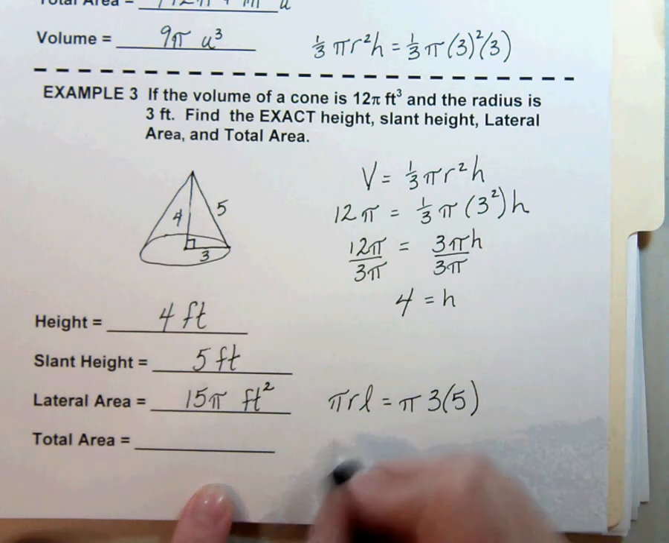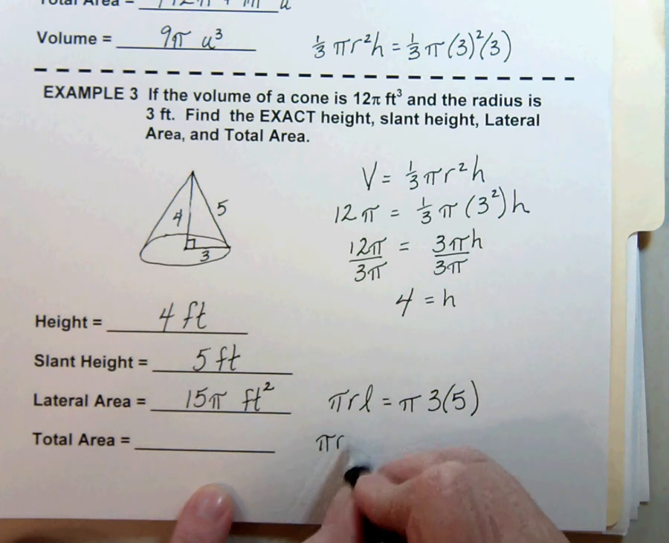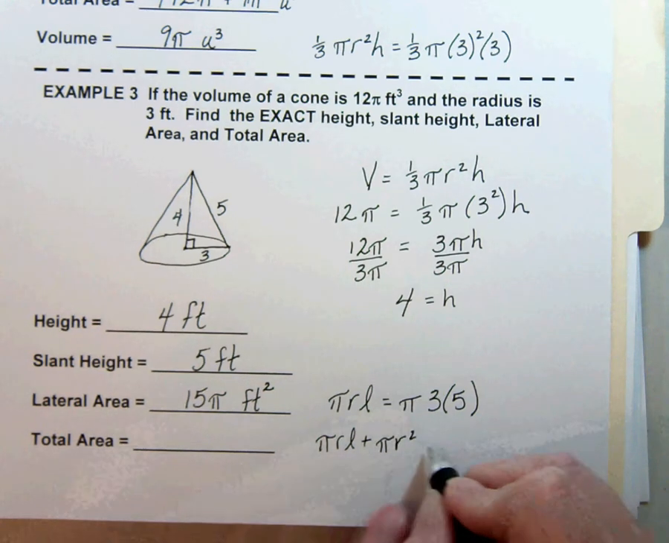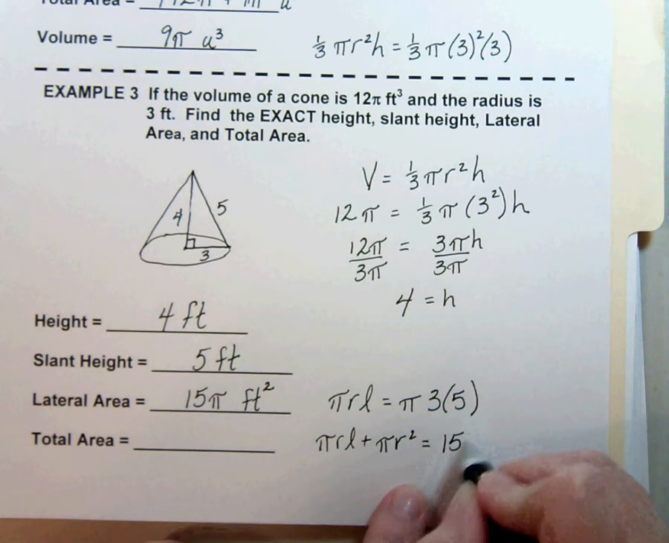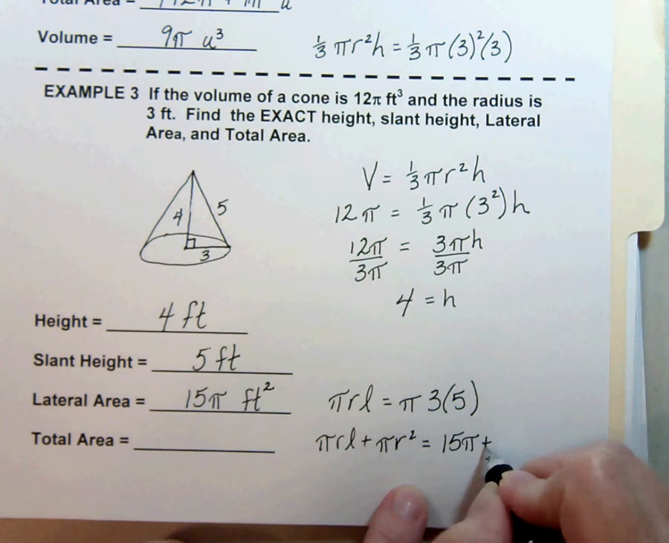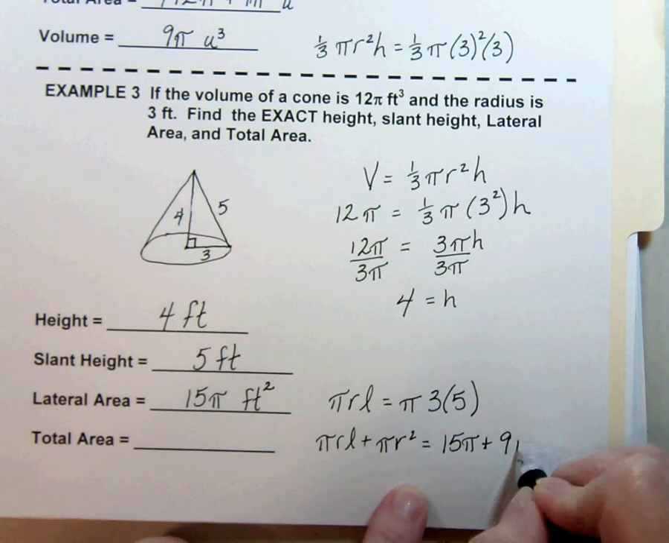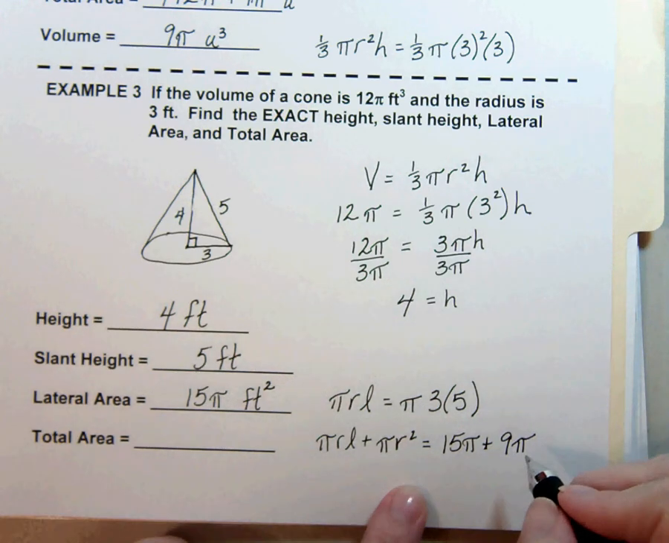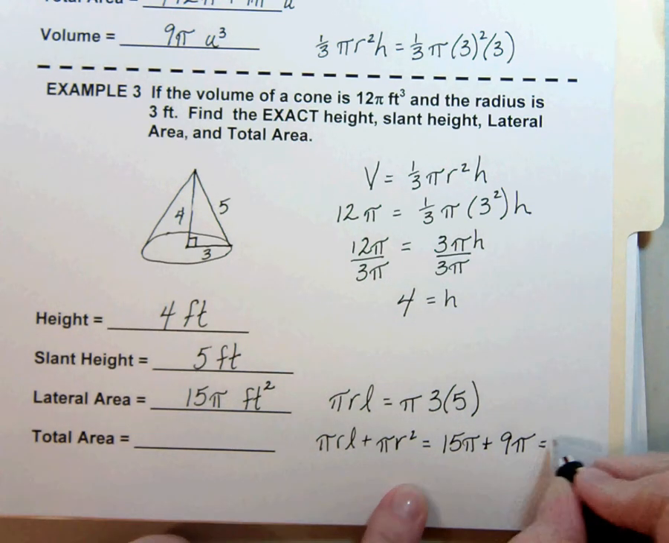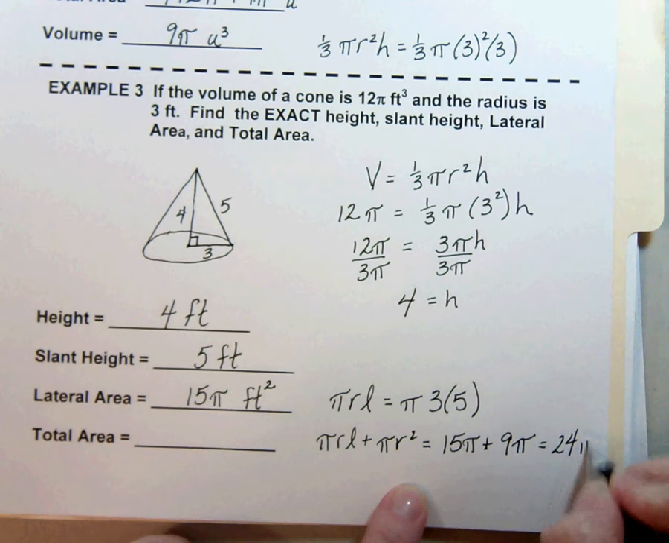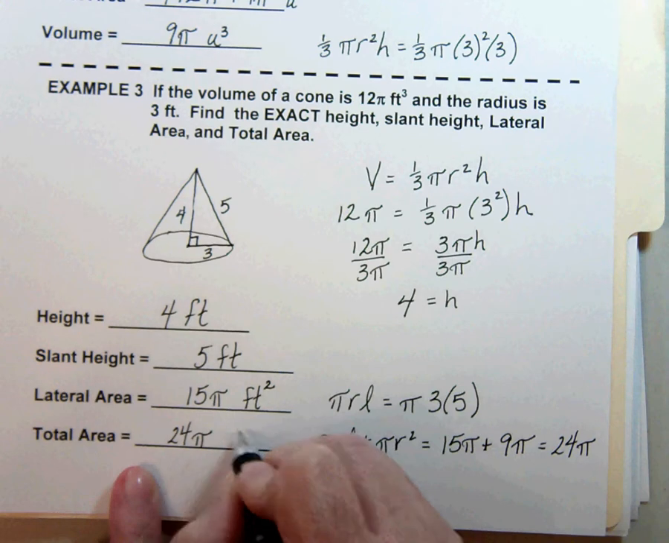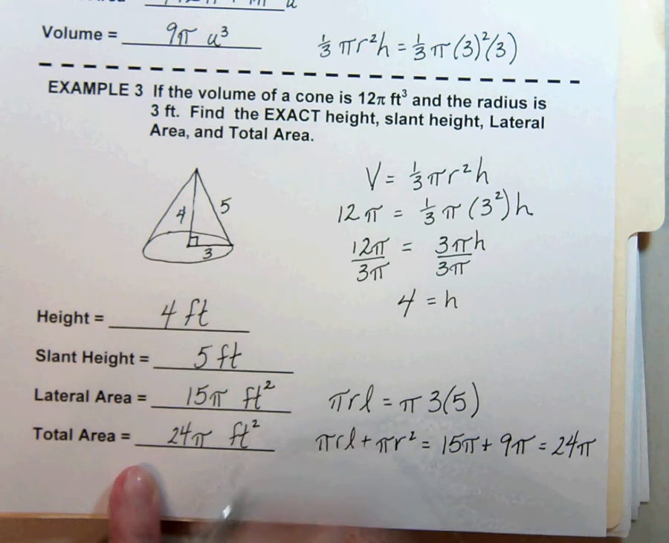The total area is the lateral area plus the circle, the base. So the lateral area was 15 pi. We're adding the radius squared would be 9. 3 squared is 9, so that's 9 pi. If you add 15 and 9, that's 24 pi. So it's area, so it's 24 pi, and it is square feet since it's area.